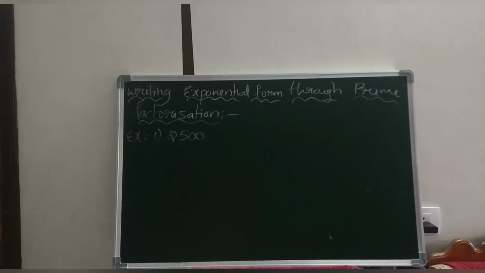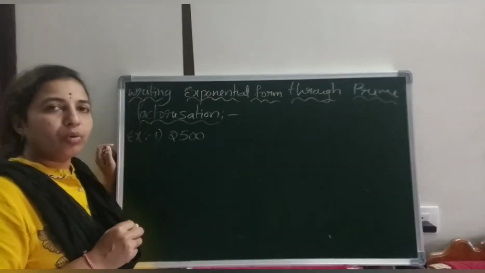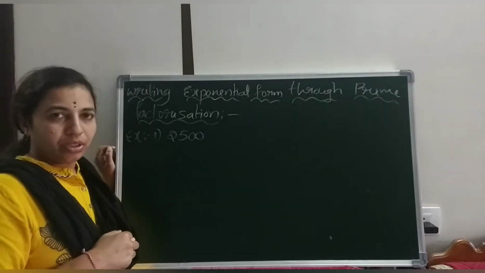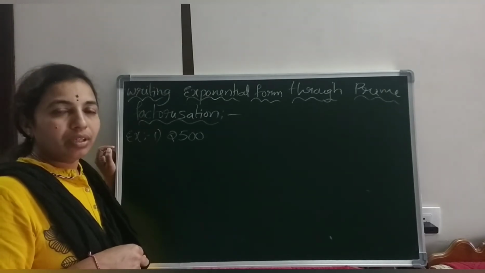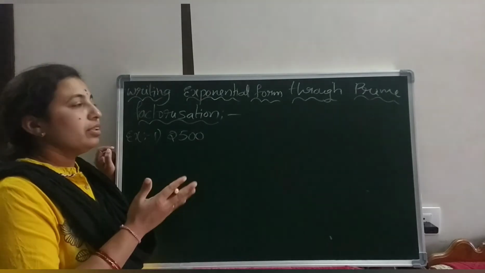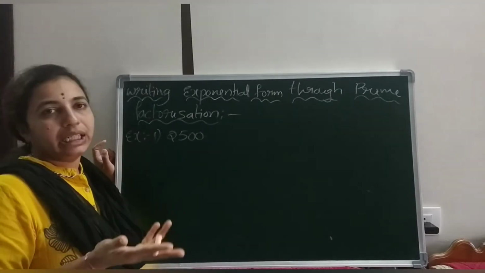Okay, writing exponential form through prime factorization. If they have given one number, 2500, how do we write this in exponential form? To write this in exponential form, first you should convert that into prime factors. For that you should go with prime factorization. Prime factorization you have already learned in 6th class.